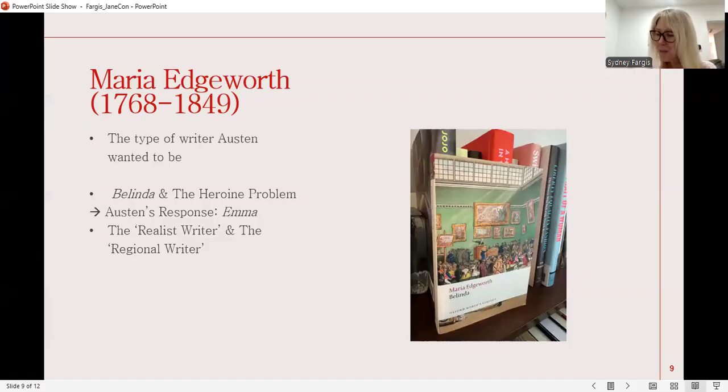So Austen experimented with the heroine problem, but in an entirely different manner. And arguably, perhaps in a bolder manner, because in her creation of Emma Woodhouse, Belinda's Lady Delacour becomes the leading lady of the novel. This was definitely a risk, which is perhaps why Austen is well known for declaring that she created a heroine perhaps only herself would end up liking.